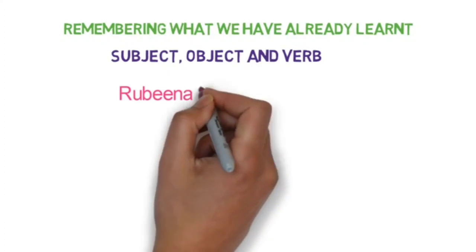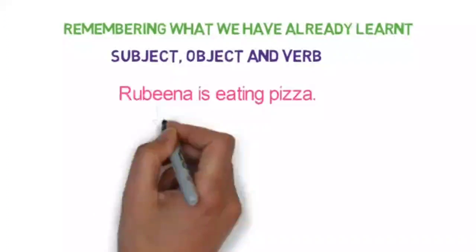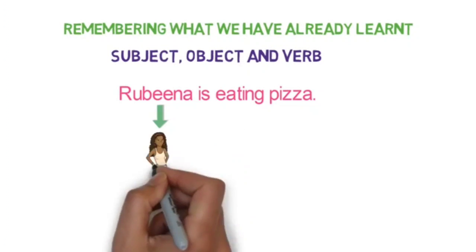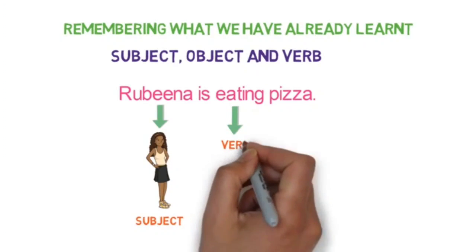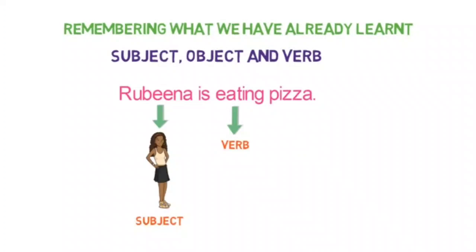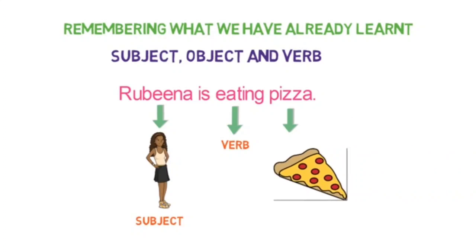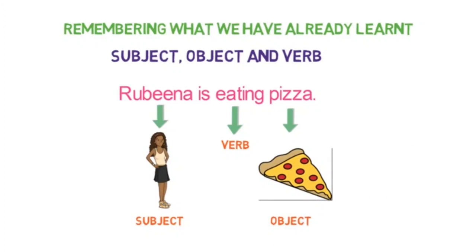Rubina is eating pizza. Here, who is the doer of the action? Rubina. So, Rubina is the subject here. And children, what is the action performed by Rubina? Eating. So, it is an action, it is a verb. And what is she eating, or who is at the receiver end? Pizza. So, it is an object. Children, please note, to identify any object, we use the what or whom question. In this case, we use what to find out the object. Children, now you might be clear about the subject, object and verb.